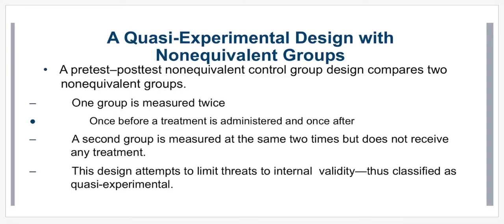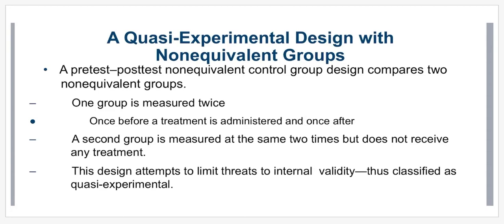This design is attempting to limit the threat to internal validity. That's why it's called quasi-experimental. They're trying to do that by, again, comparing the groups on the pretest to see if they're similar on whatever variable you're studying.